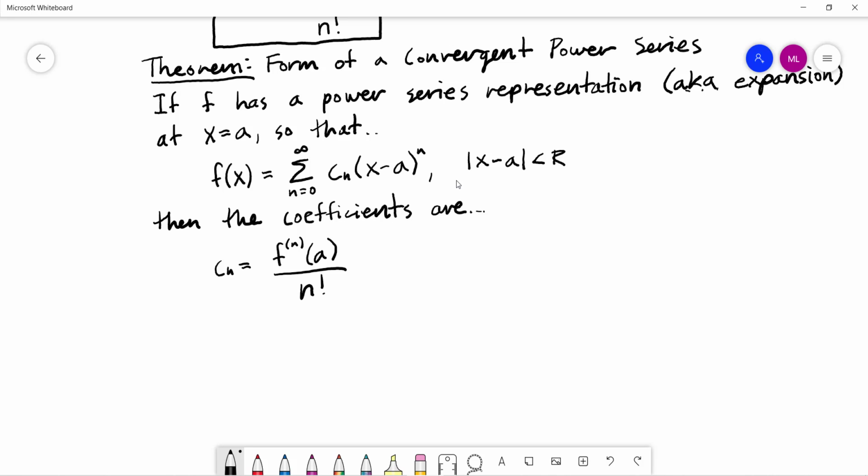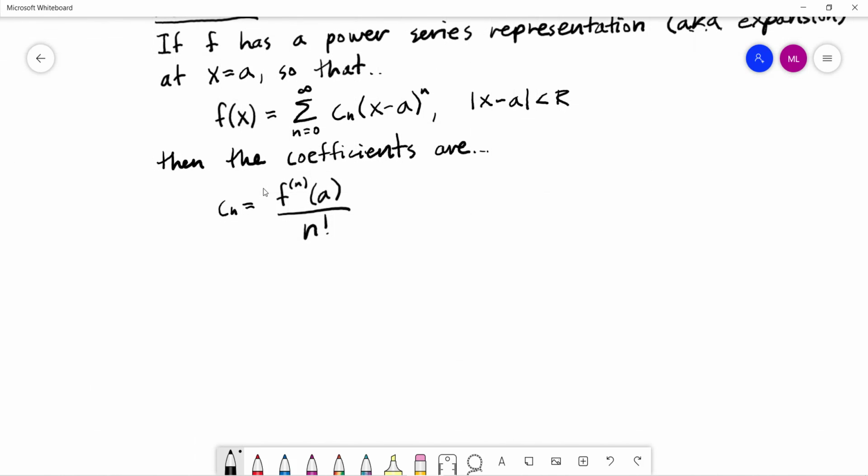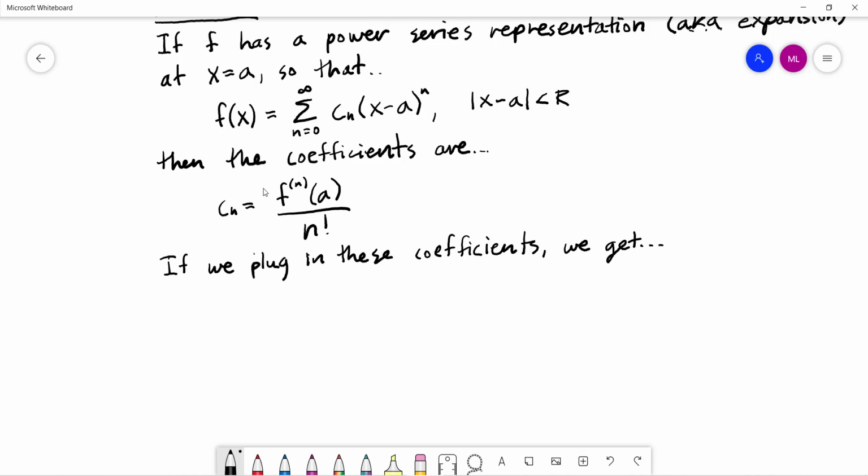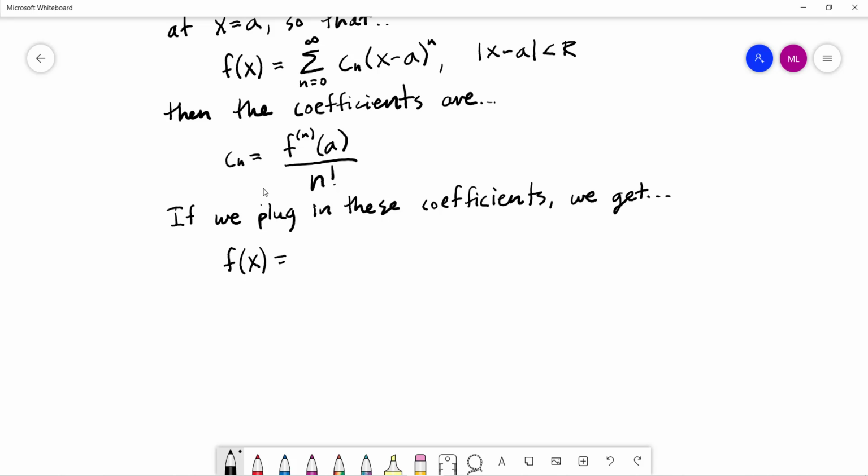So this is the whole thing written out to be totally clear. Basically what we're suggesting is we can plug this in right here for our c sub n and have the generic form of our power series representation. This is what we're ultimately going to call our Taylor series. So let's just go and make that explicit. If we plug these coefficients back in to the formula that we're looking at, we get that f of x is equal to the sum from n equals 0 to infinity of the nth derivative of f evaluated at a over n factorial times x minus a to the nth.